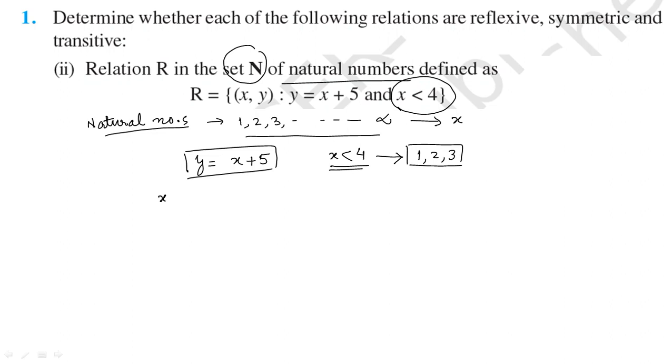If I insert x is equal to 1, value of y is equal to 6. If I insert x is equal to 2, what about value of y? Value of y is equal to 7. If I insert x is equal to 3, what about value of y? Value of y is equal to 8. It means 3 pairs are there: (1, 6), (2, 7) and (3, 8). These are the only 3 values which you can write inside this question.